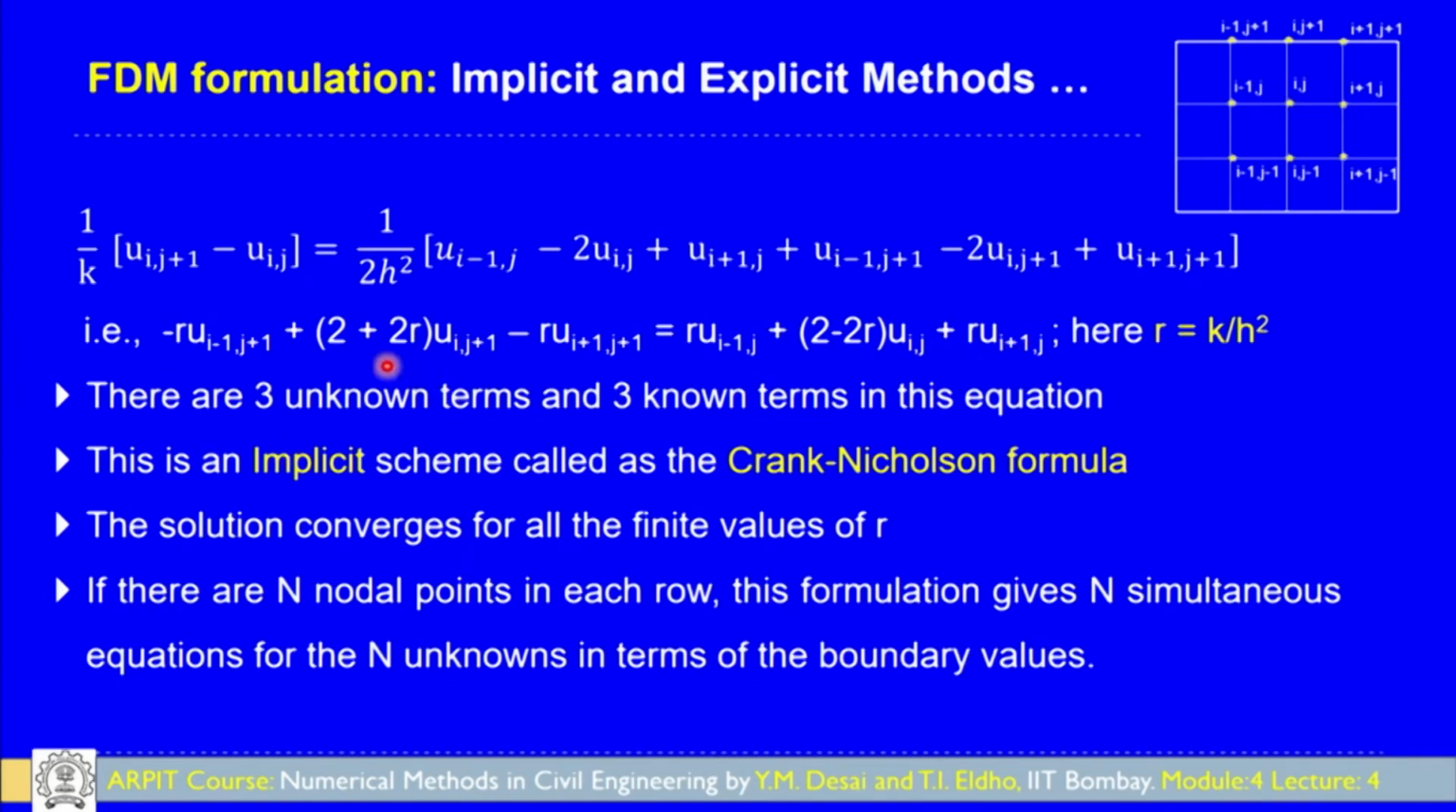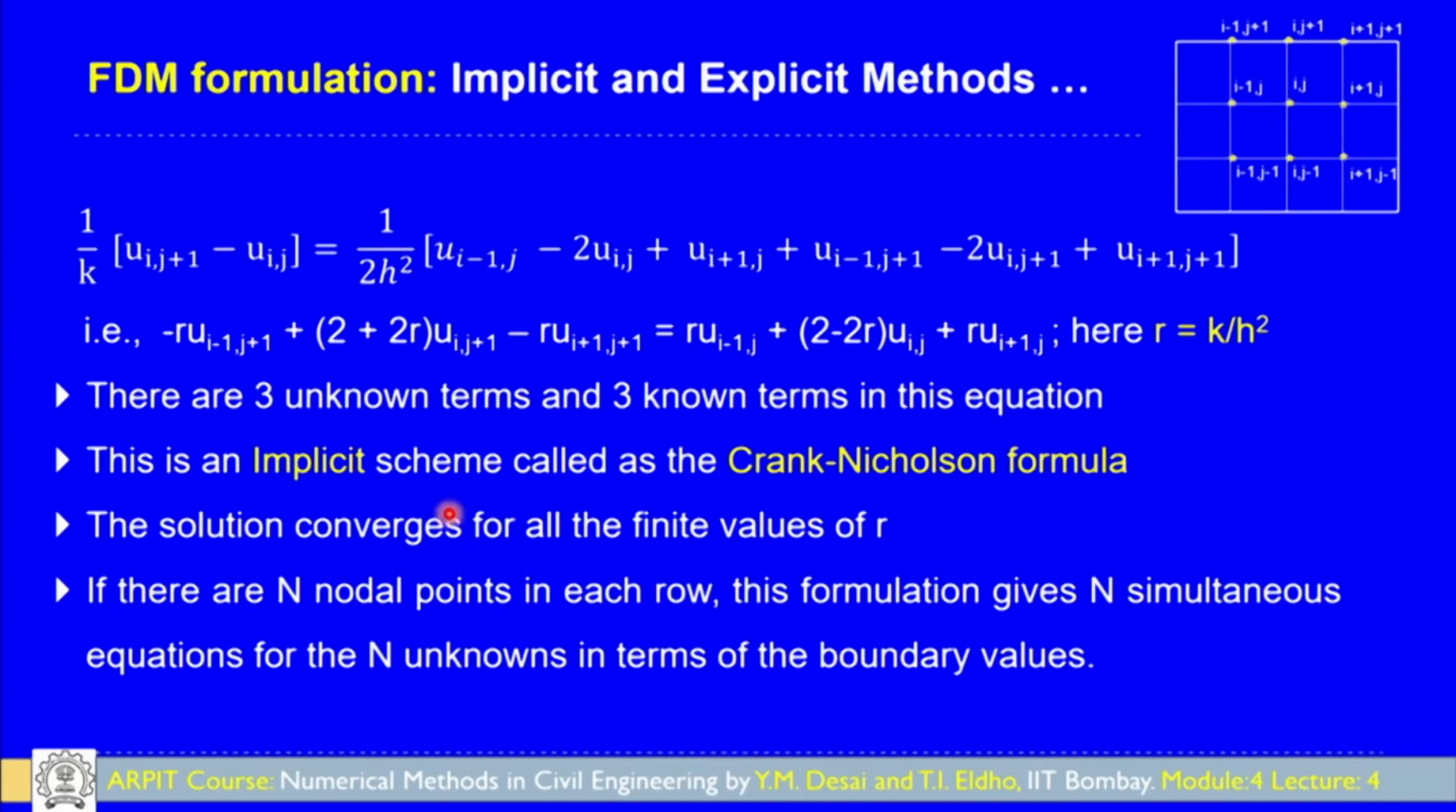So here you can see there are 3 unknown terms and 3 known terms in this equation. The j plus 1 terms are unknowns and the jth terms are all known values. The previous time step values are all known, and the current time step has 3 unknown values. When we write it like this, it is called the implicit scheme, generally the Crank-Nicolson formula. We need to write this equation for each location and then solve them together. So we do not directly get a solution; the solution is implicit. That is why it is called the implicit scheme.